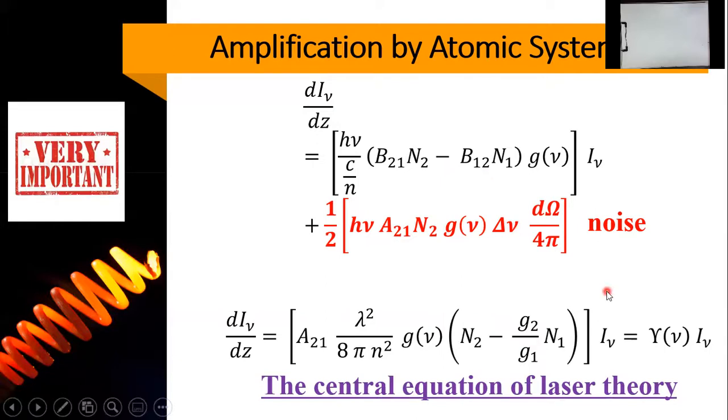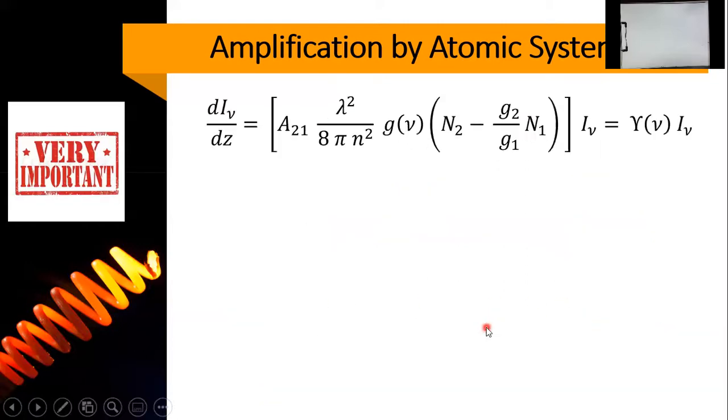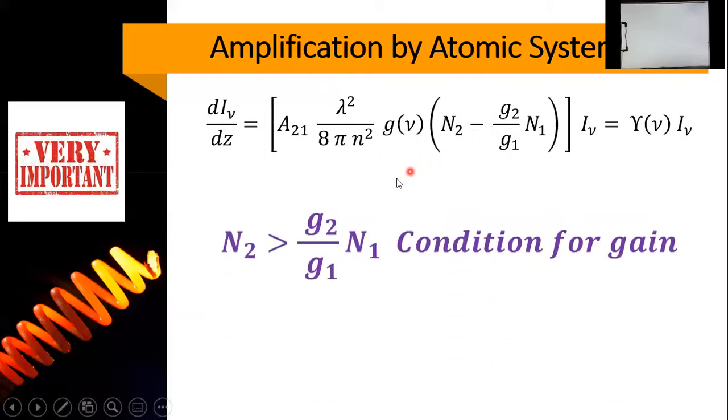So simply, in order to grant an amplification process, which is one step toward laser, because remember that laser is light amplification by stimulated emission of radiation, we have first to amplify light. So in order to grant this laser process, we have to set gamma greater than 1. And as you can see, the condition where you can put gamma greater than 1 is to have N2 greater than G2 over G1 times N1, which we will call the condition for a gain.